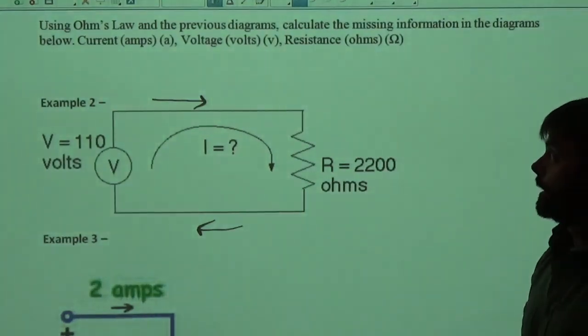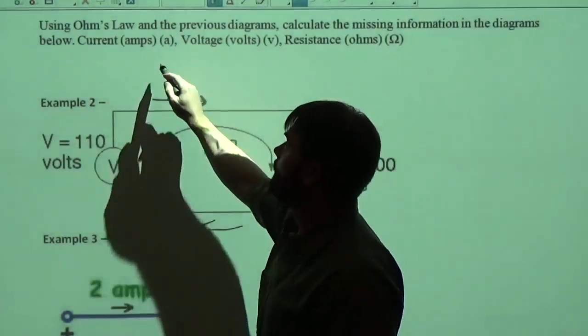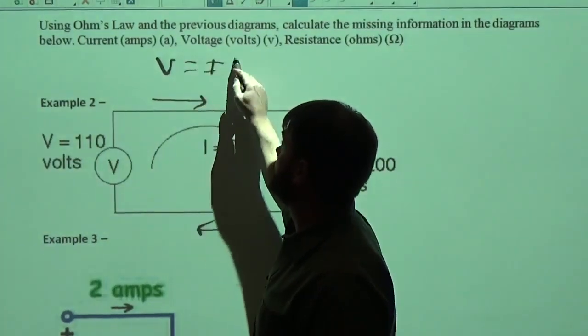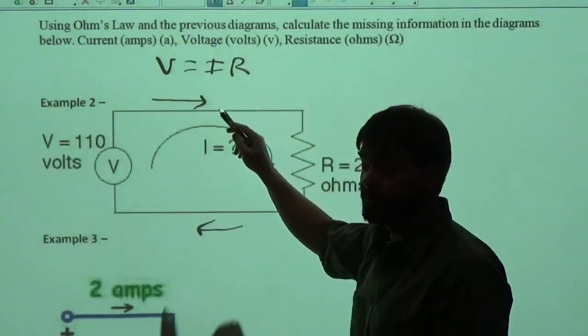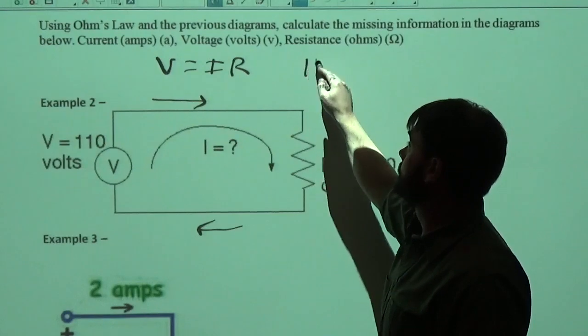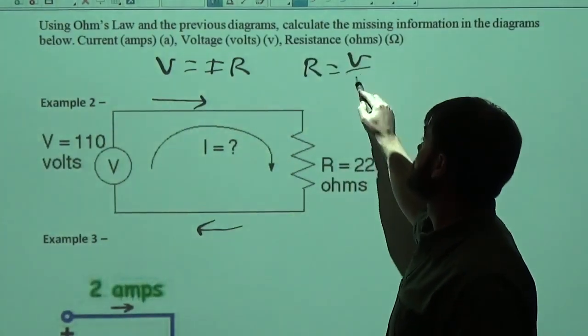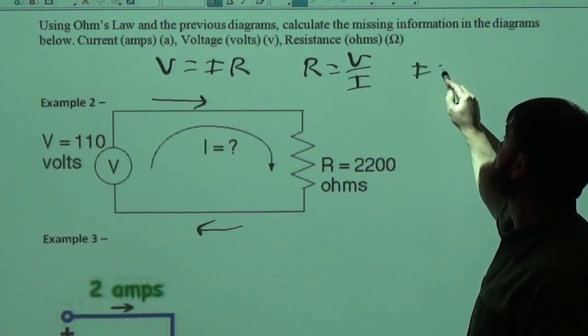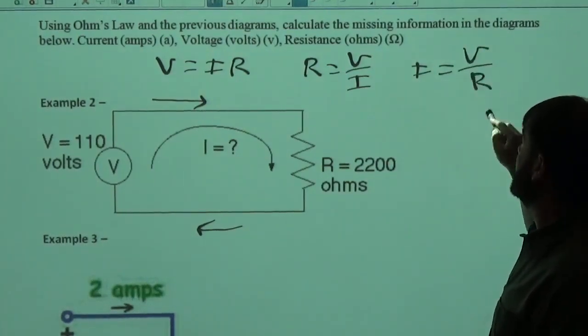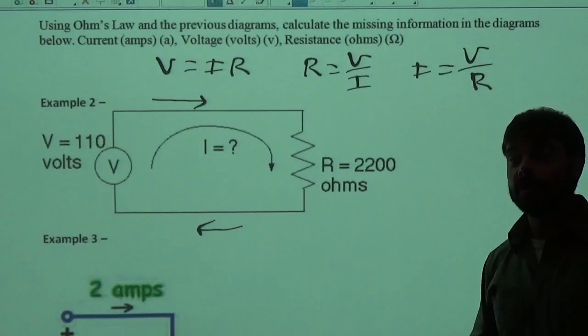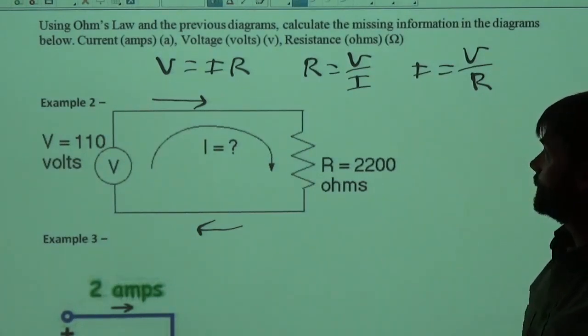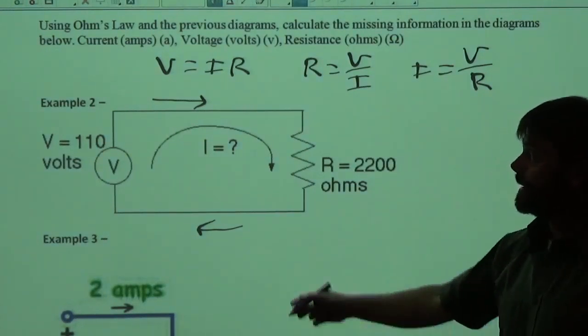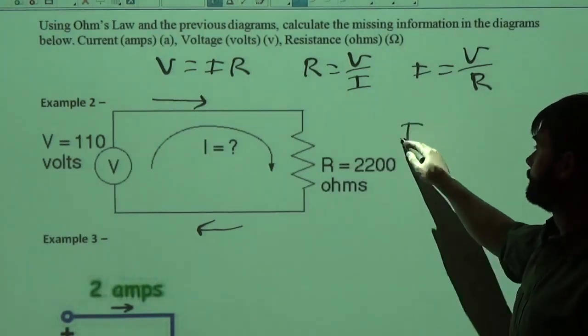Well, looking at Ohm's law, it can basically be written 3 ways. We could say voltage is current times resistance, or we could say that resistance is equal to voltage divided by current, or we could say that the current is equal to voltage divided by resistance. So depending on what unknown you're looking for, we could choose one of the 3 variations of the equation. In this example, we're looking for I.